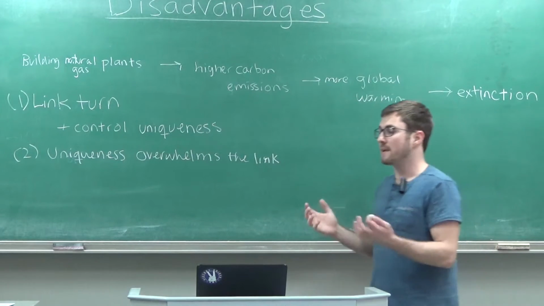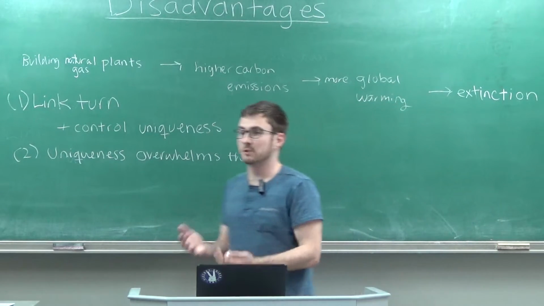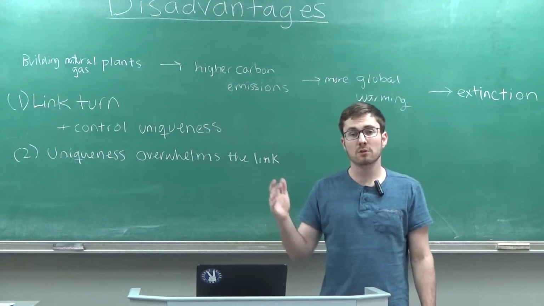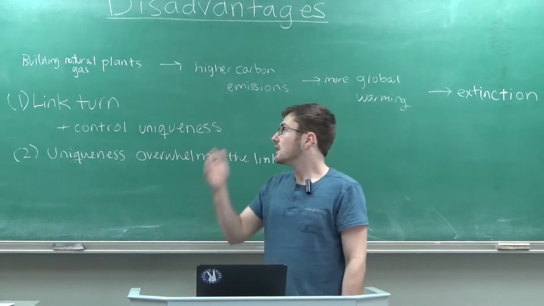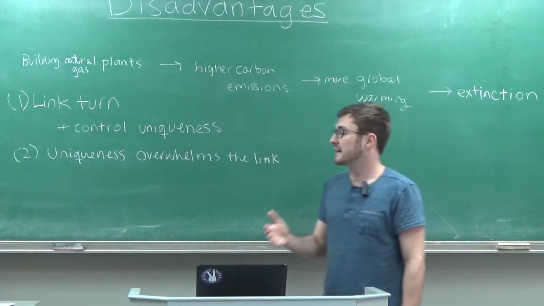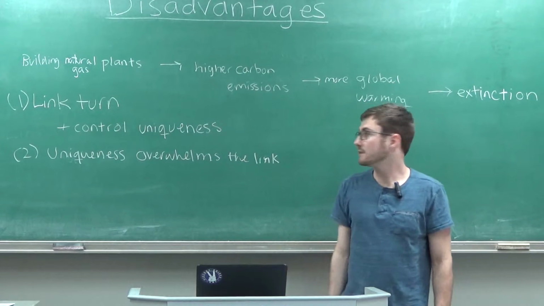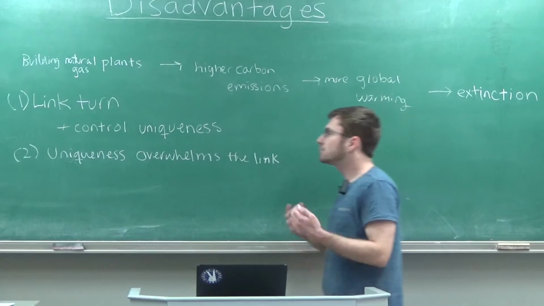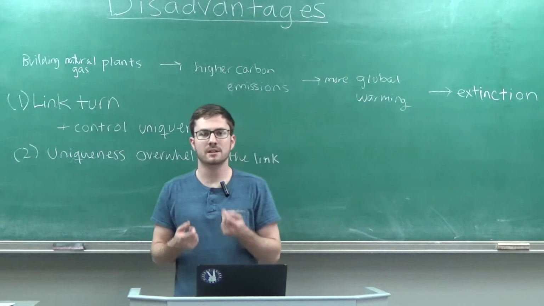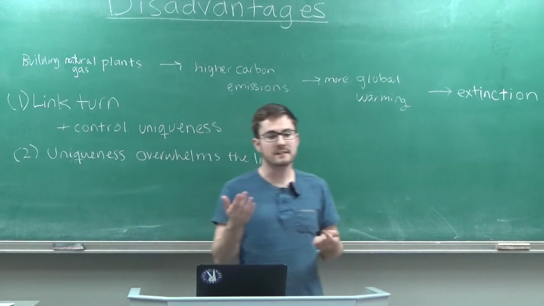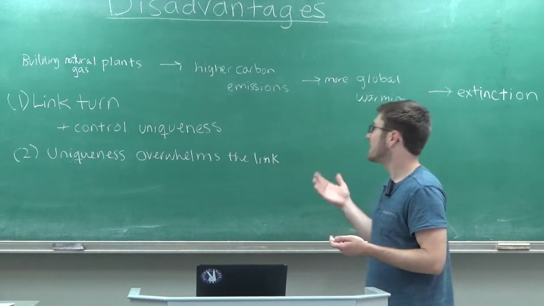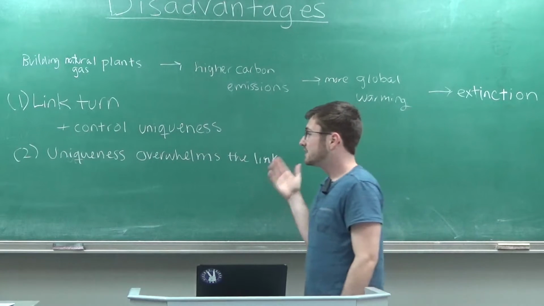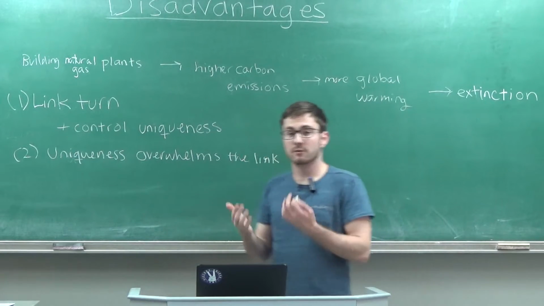So if global warming only matters, or if emissions only start to matter past a certain threshold, your claim is that right now emissions are so low that they overwhelm the link, in that building natural gas plants won't actually create a substantial difference. So that is uniqueness overwhelms the link. You obviously can't control uniqueness and make uniqueness overwhelms the link arguments at the same time, because one is saying that no, carbon emissions are high right now, so making them higher doesn't actually matter, and the other says that carbon emissions are very low.